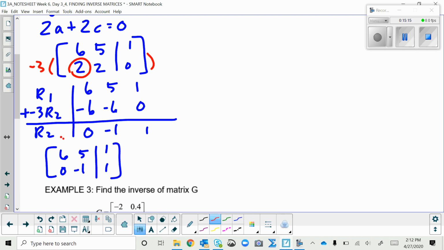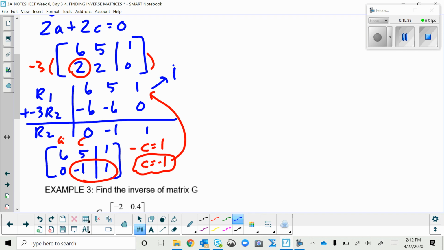Remember, this is your A value and your C value, and this right here means that negative C equals 1, which means C equals negative 1. So this is going to hang out here for a bit. I'm going to plug that back into another of the original equations to solve for A. So that one is 6A plus 5C, where C is now negative 1, equals 1. That's negative 5. I'm going to add it to both sides. 6A equals 6. Dividing by 6, A equals 1.